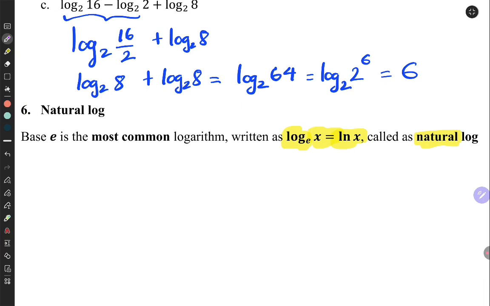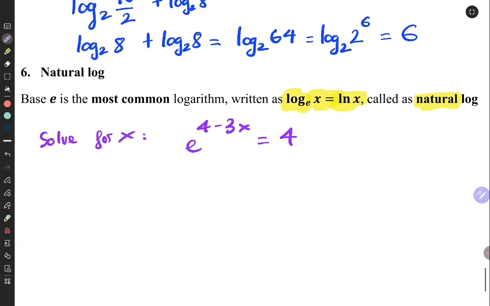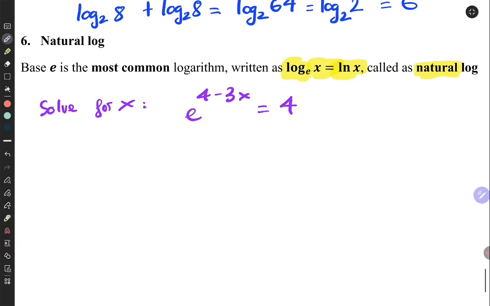We're gonna solve. Okay, let's practice a problem. Solve for x: e to the power of 4 minus 3x equals 4. Okay, I'm gonna solve for x using natural log. This is an exponential function, clearly with x in there. I want to solve for that x. In other words, I want to bring that x down.